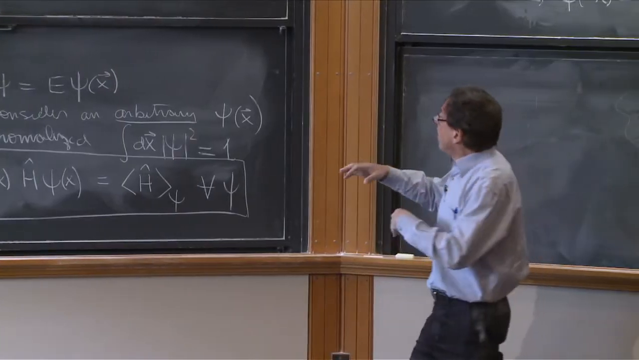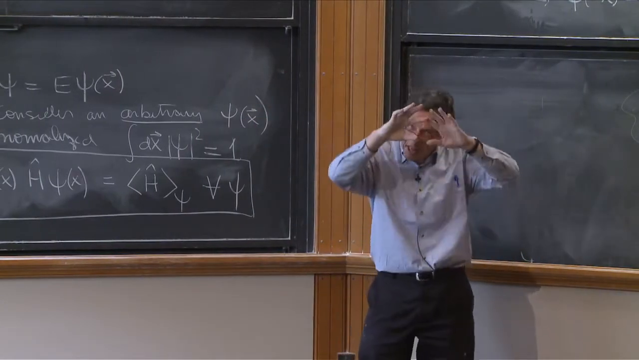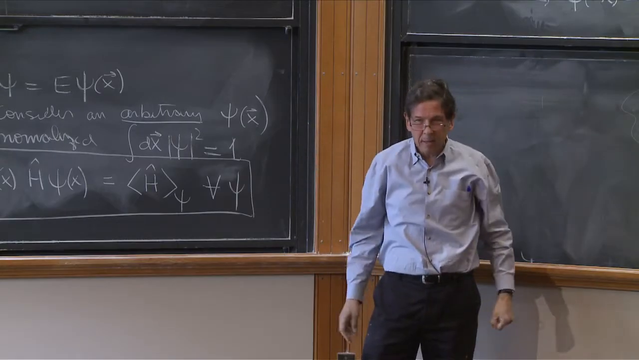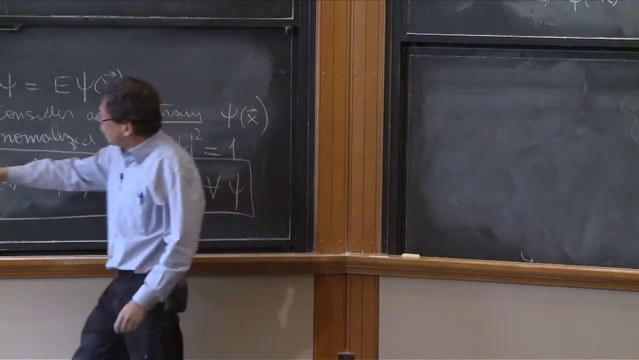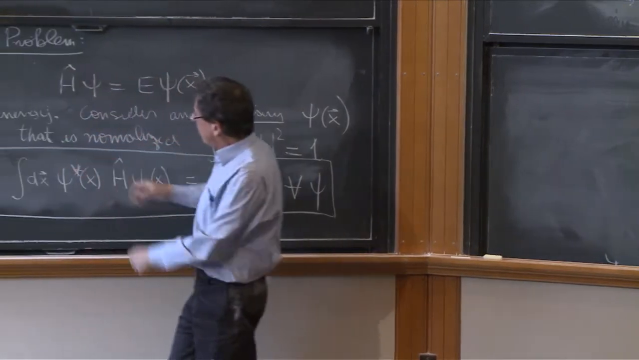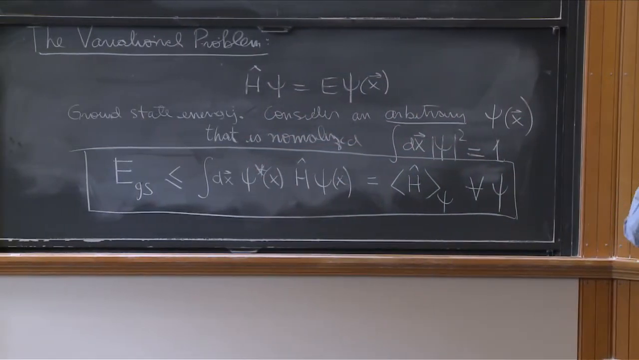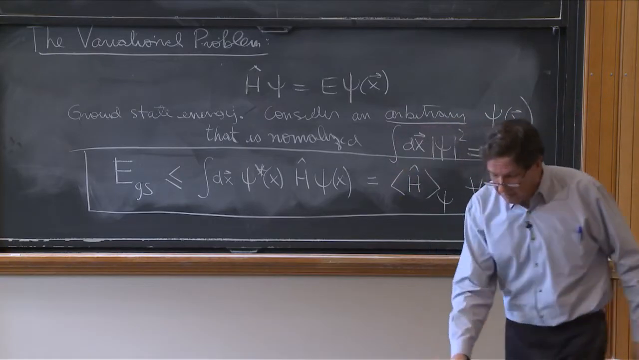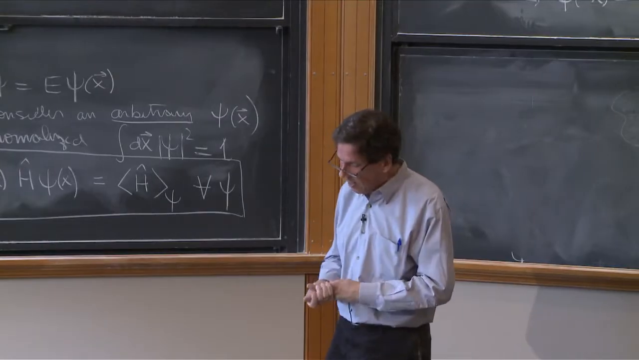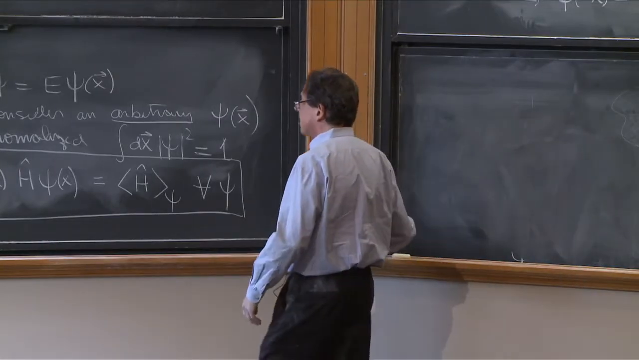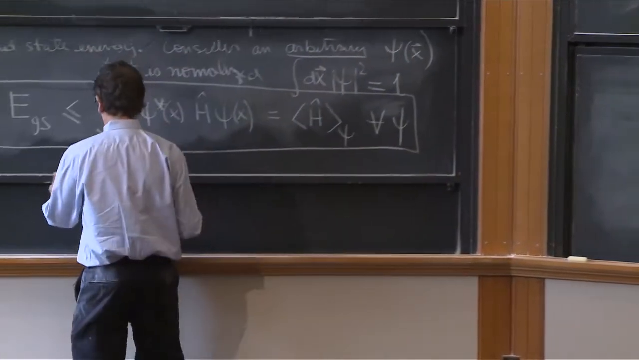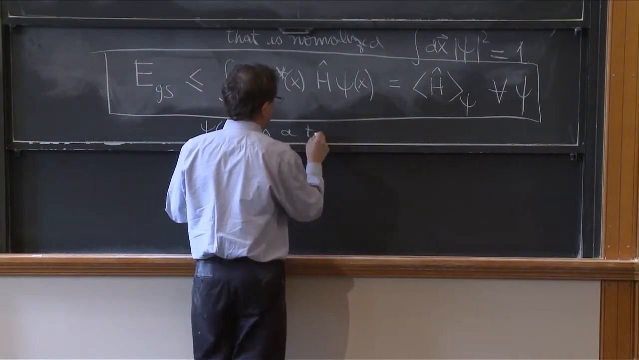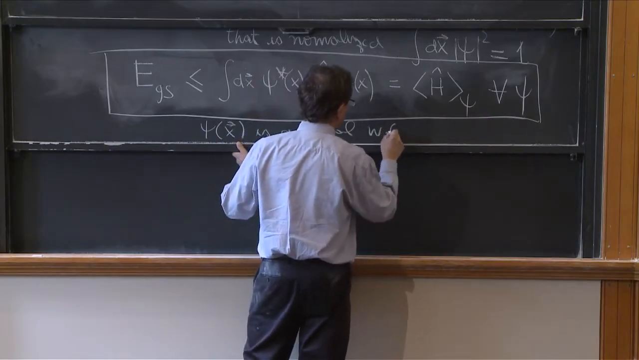So how is this used? You try arbitrary functions that you think look possibly like the wave function of a bound state, and you get numbers, and you already know that the ground state energy is smaller than some number. So it's a rather nice way of getting some information about the ground state energy. So this psi of x is called a trial wave function.